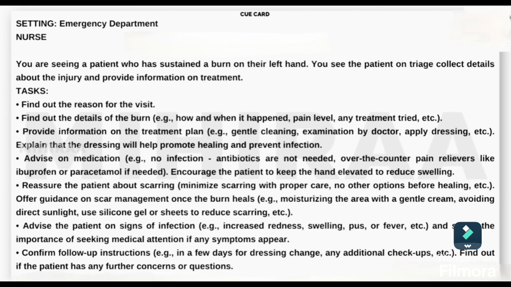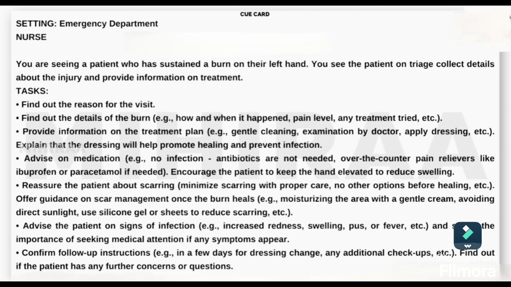Then the next task is to confirm follow-up instructions in a few days for dressing change and any additional checkups. Find out if the patient has any further concerns or questions. Then you can ask that. And one more thing I would like to add is a follow-up instruction. After getting discharged today, you will be scheduled for dressing changes or any additional checkups if needed. Your doctor will inform you further. Please attend all those appointments on time, because it is important to change the dressing on particular days to prevent further infection, and it will promote your healing as well.